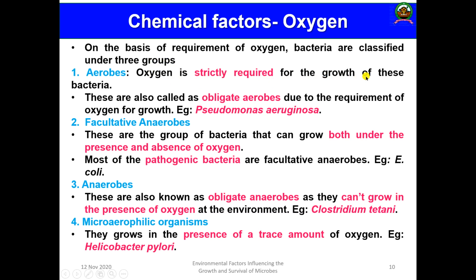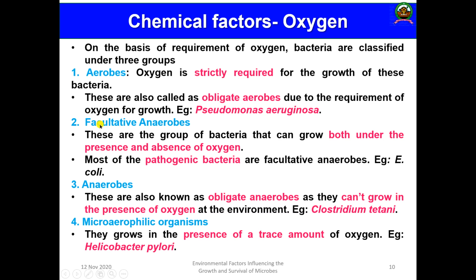Certain bacteria cannot survive without oxygen. These organisms are known as obligate aerobes. Obligate means strict, because if oxygen is not there, they will not grow, they will die. An example is the bacterium Pseudomonas aeruginosa, which, as I said, produces a green colored pigment called pyocyanin.